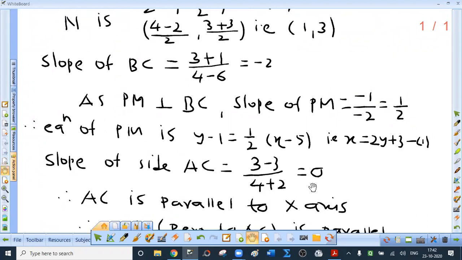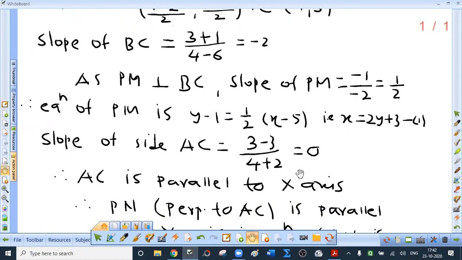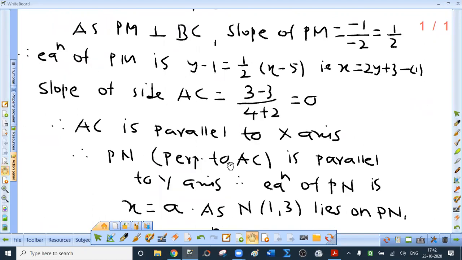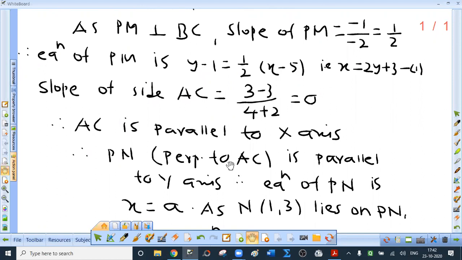Now what is the slope of side AC? 0. This means AC is parallel to the x-axis. Now PN is perpendicular to AC. So PN will be parallel to the y-axis. See, the y-axis has no slope. So the usual method of slope and point equation will not work.